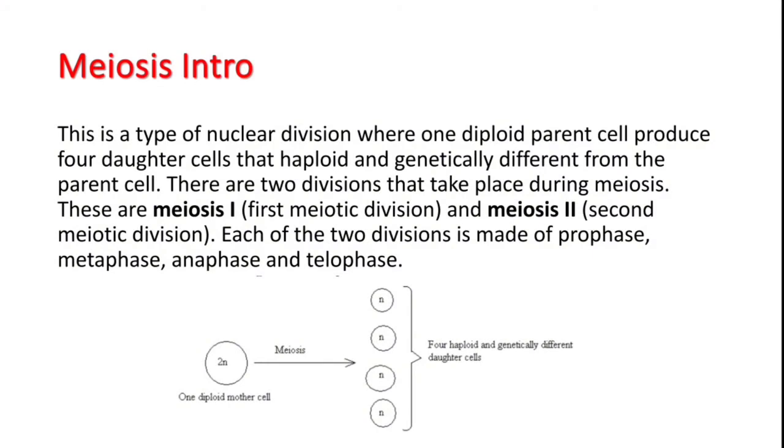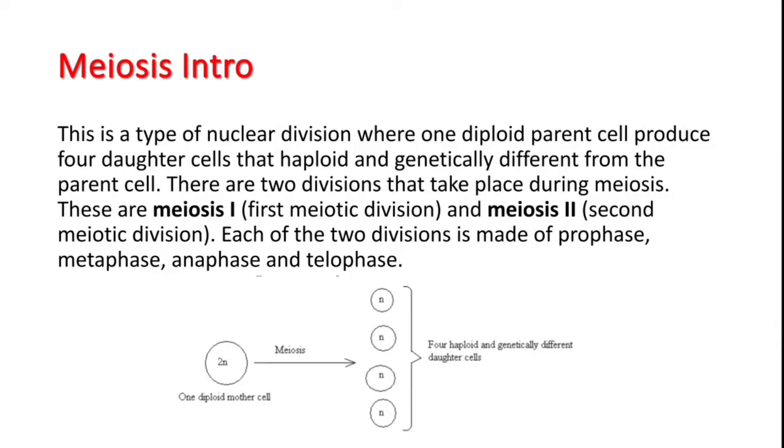In this case, we are seeing that one diploid parent cell is divided into 4 new daughter cells. And these 4 new daughter cells are genetically different from the parent cell. Okay? Even the number of chromosomes is different. The 4 new cells have half the number of chromosomes, which is referred to as haploid. Are you following? So, what we are seeing here is the formation of gametes. Because remember, I said gametes have half the number of chromosomes.